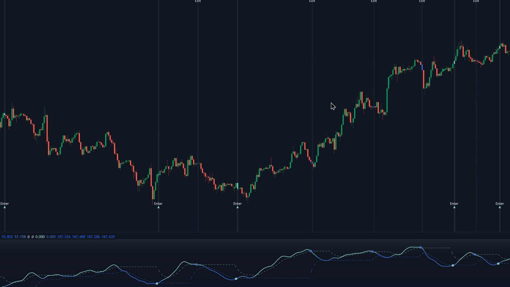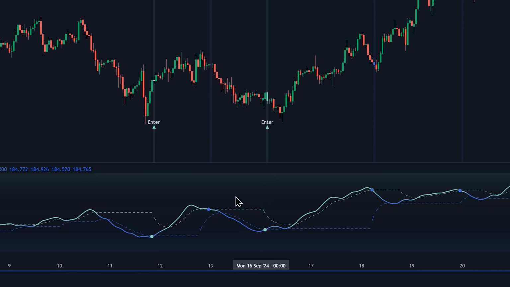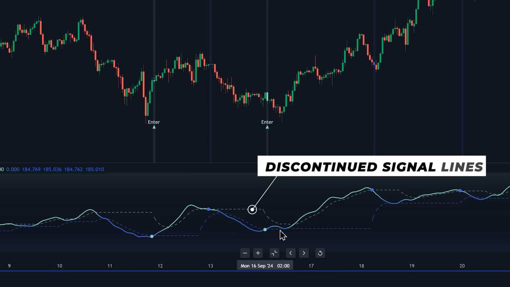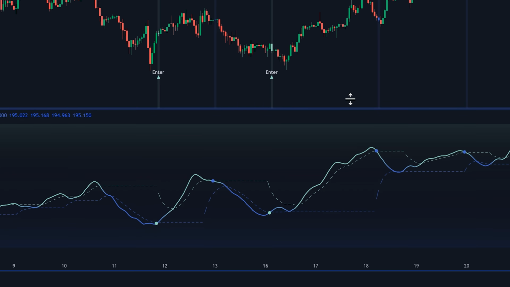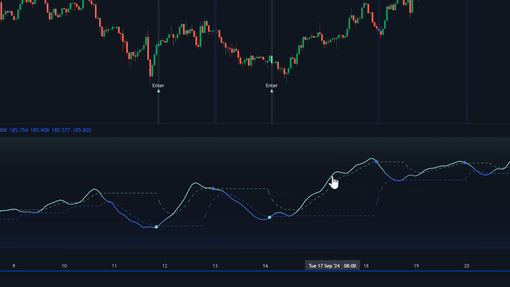This indicator is made up of the following components. First of all, we have something known as the Discontinued Signal Lines, or DSL, which are these two dotted lines traversing the indicator window. The main component of this indicator is the DSL Oscillator, which is this solid line that changes color between blue and teal. This is based on a combination of RSI and DSL lines. It is then smoothed using the Zero-Lag EMA for reduced lag. It also oscillates between 0 and 100.